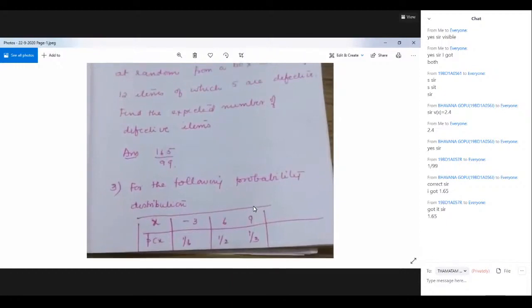All of you see the third question. First note that question. Here only half the question is there; after that, I will share the continuation. For the following probability distribution, the random variable X is taking only three values: -3, 6, 9. The corresponding probabilities are 1/6, 1/2, 1/3. This is the given probability distribution function. I will share the next page.